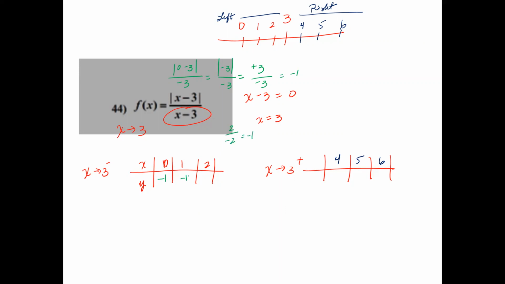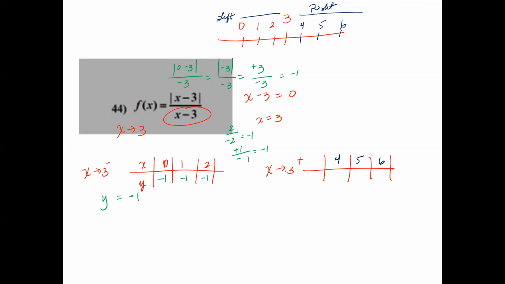So far it's consistent. Same thing with 2. 2 minus 3 is a -1, and with the absolute value that's going to be a positive 1, divided by -1, so it's a -1. So I can say that as x approaches 3 from the left side, f of 3 is equal to -1. Or actually, I could say y is equal to -1 is what I should do. So let's go ahead and erase that.